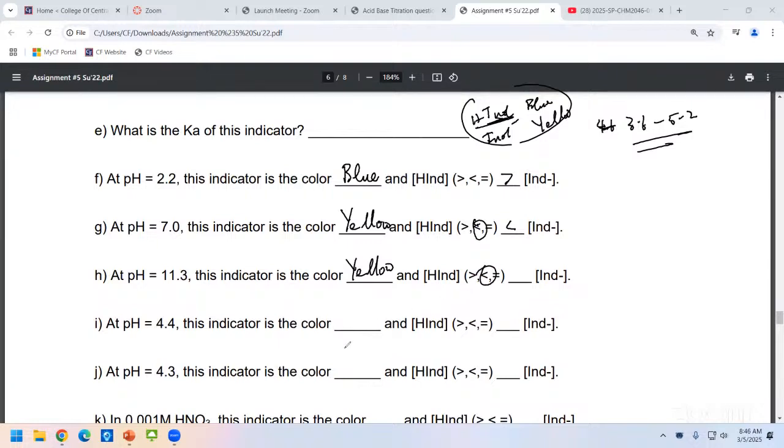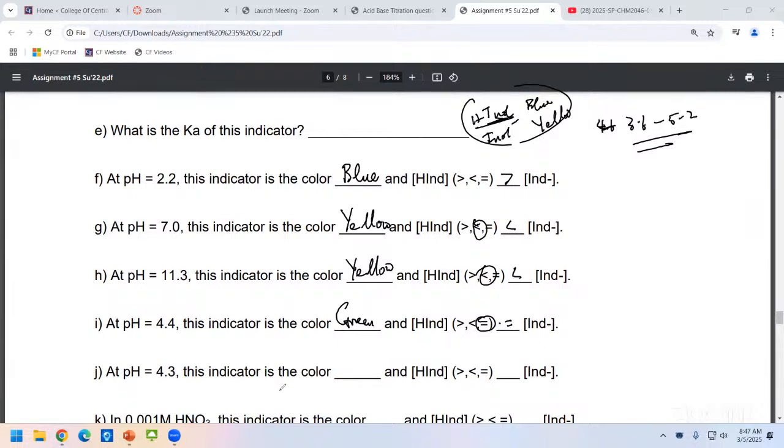All right. It says at pH 4.4, the indicator is the color what? Now remember, at 4.4, the concentrations of both the acid and the conjugate base of the indicator would be the same, right? So what would you expect the color to be? If you have yellow molecules and blue molecules in equal amounts in the same solution, right? Exactly. And this would be equal, right? Because the concentrations of both of them would be equal. So let's put equal here, less than there.